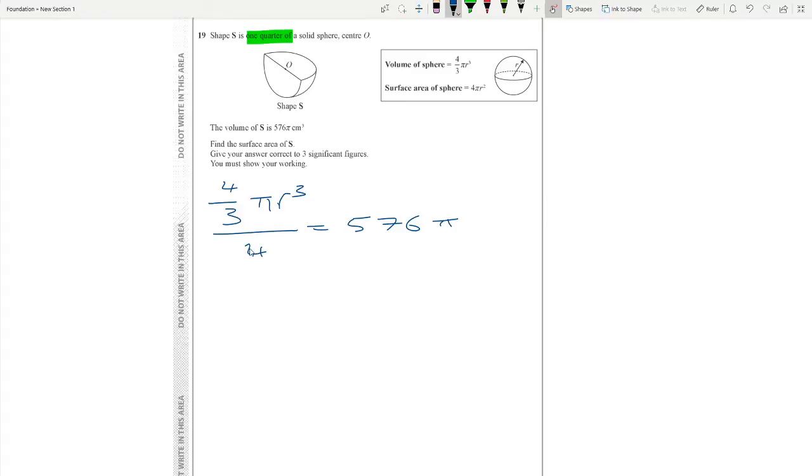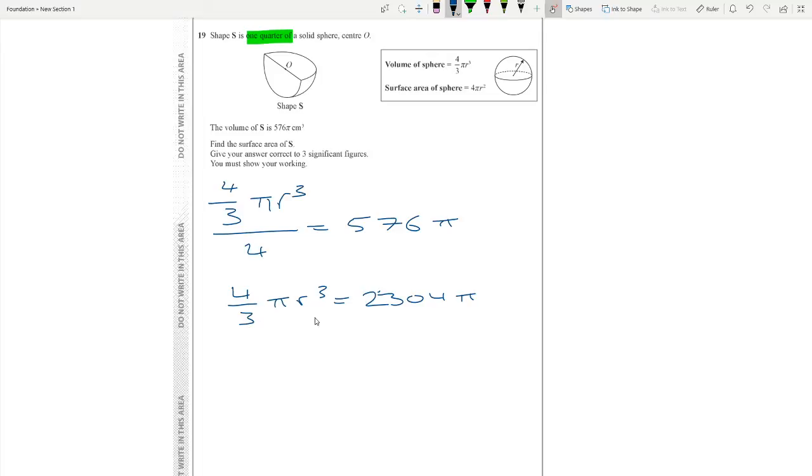So first things first, move this divide by 4 over, so we're going to get 4/3 of pi r cubed equals 576 pi multiplied by 4. Okay, so put that in the calculator. What do you get? 2304 pi.